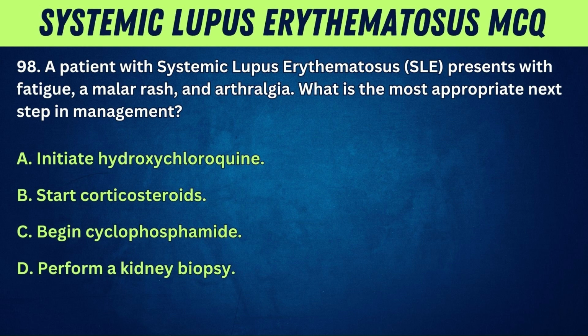98. A patient with systemic lupus erythematosus, SLE, presents with fatigue, a malar rash, and arthralgia. What is the most appropriate next step in management? A. Initiate hydroxychloroquine. B. Start corticosteroids. C. Begin cyclophosphamide. D. Perform a kidney biopsy.